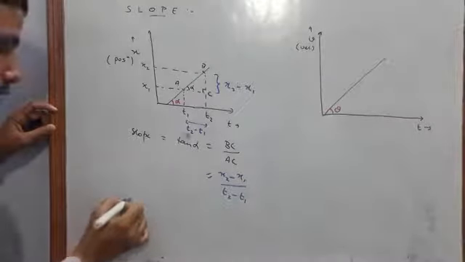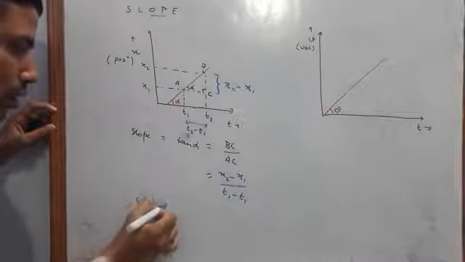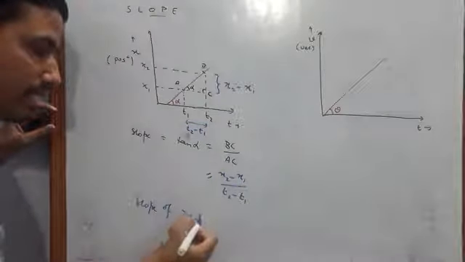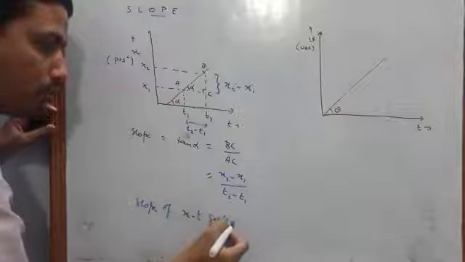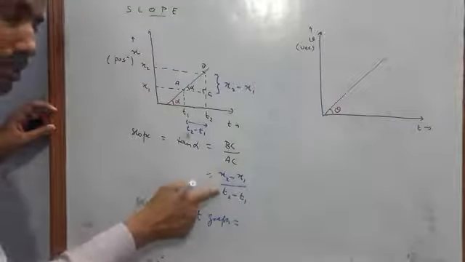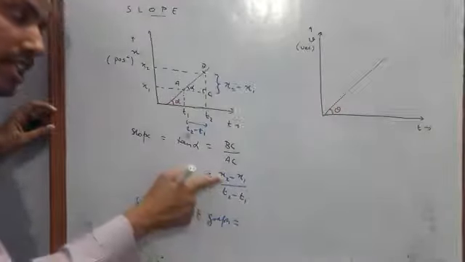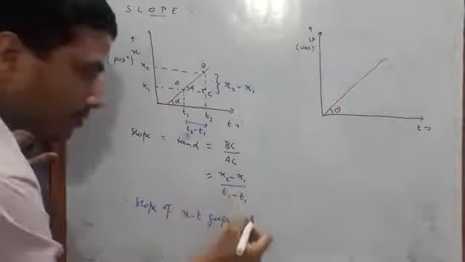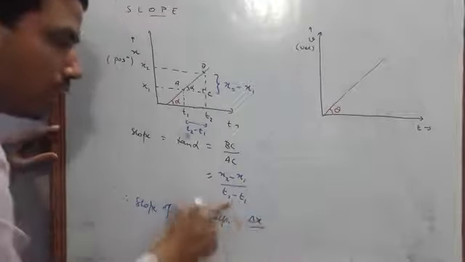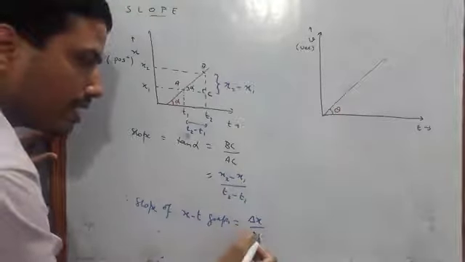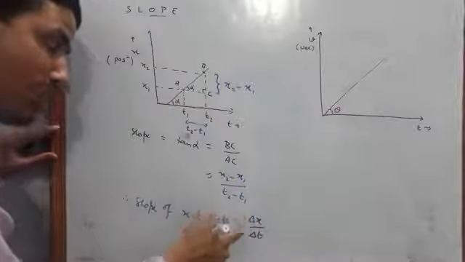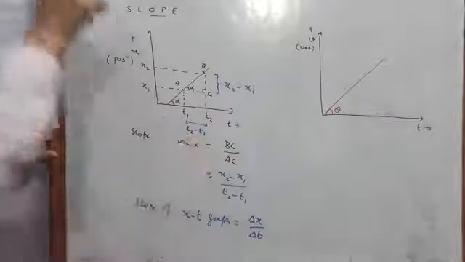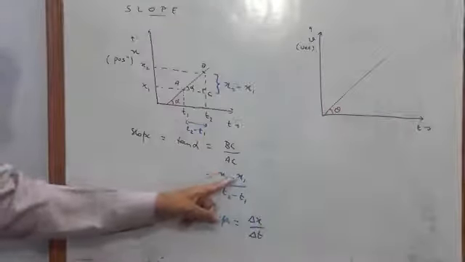So therefore, slope I can write of which graph, students? Position time graph. Position time graph I'll write as xt graph. Slope of position time graph is equal to how much, students? x2 minus x1. What is this? This is change in position. Change in position we can write as delta x upon, this is the time interval which we write as delta t. Now if we remember, what is delta x? Delta x is x2 minus x1, or final position minus initial position.